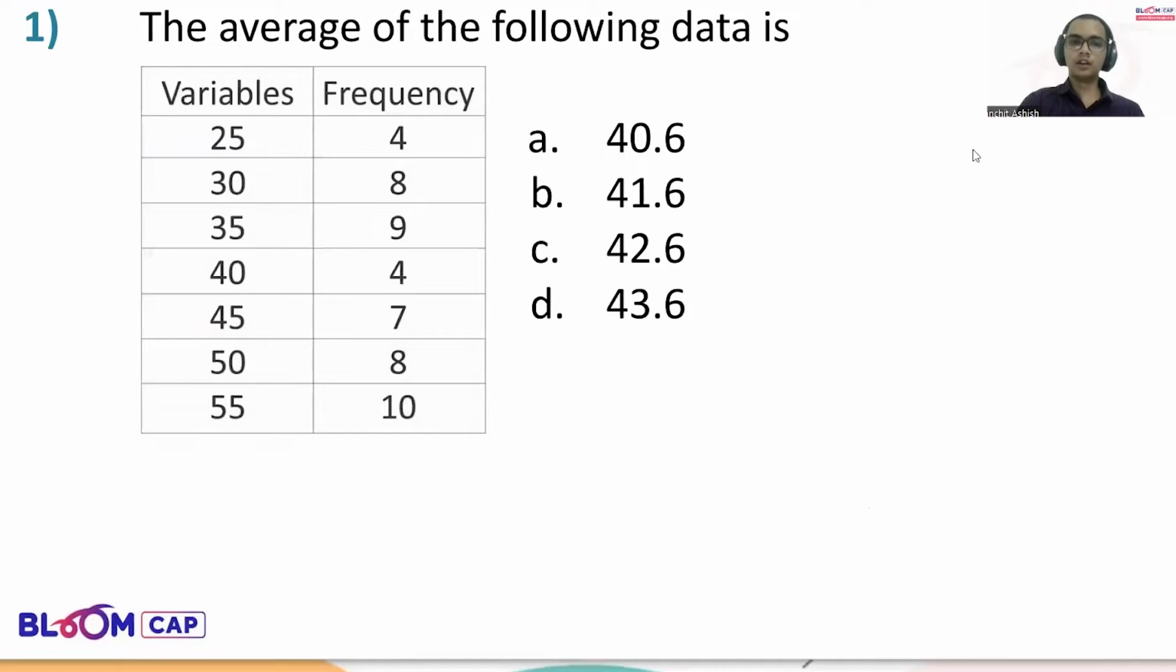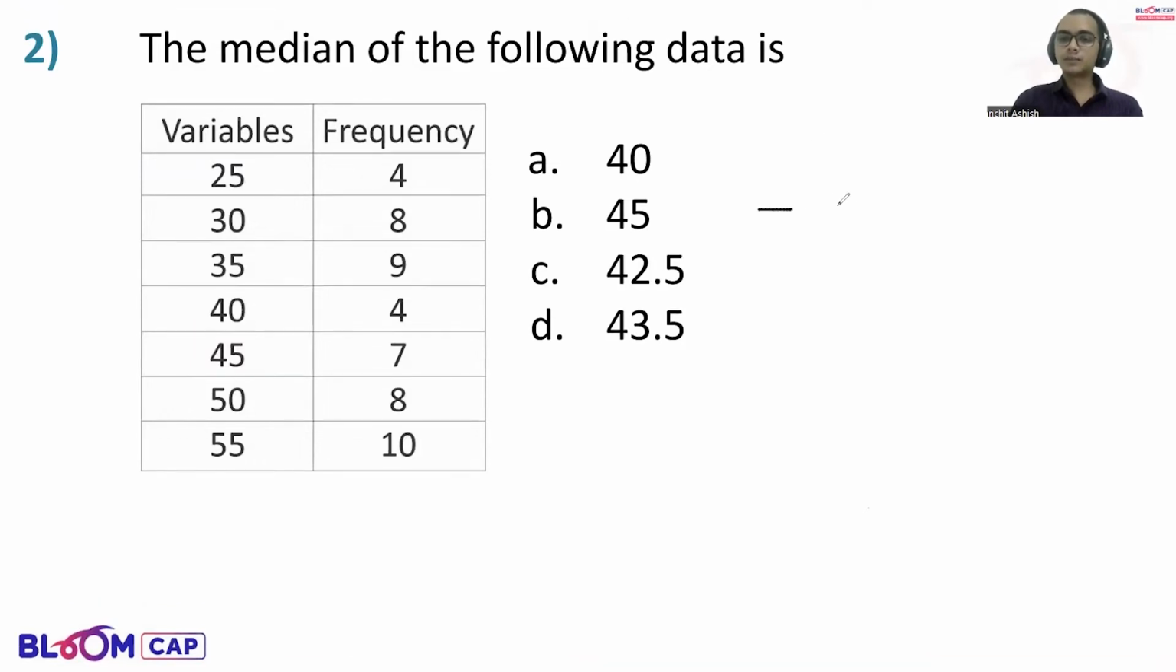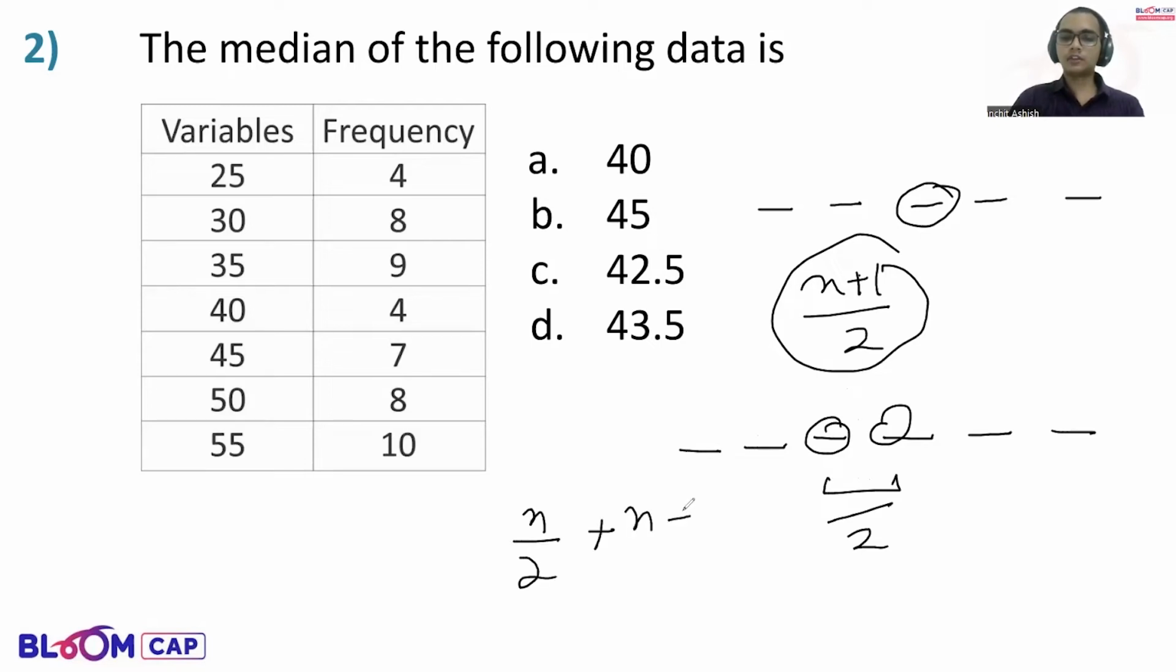Now let's move on to the next question. The median of the following data is. Now median is the central value of the data. So if there are, suppose, 5 observations, the median will be the center value, which is (n plus 1) by 2, in the case there are odd observations. In the case there are even observations, for example 6, we take the average of the middle two values. So we'll add them and divide by 2. So here the median will be (n by 2 plus (n plus 2) by 2) by 2.